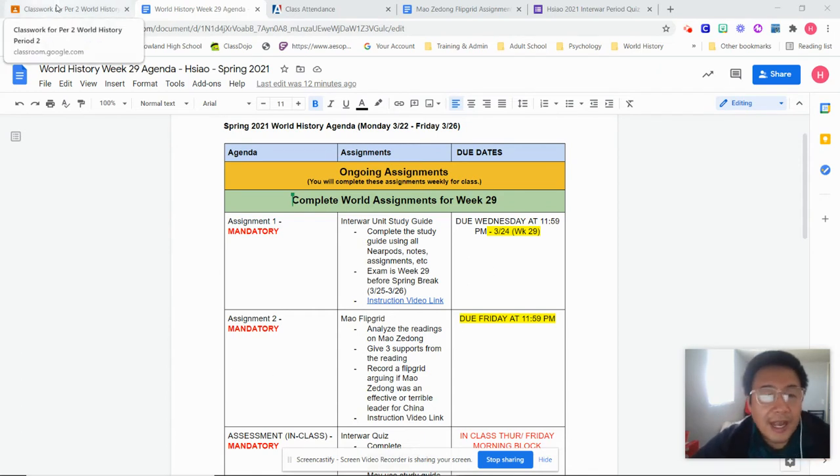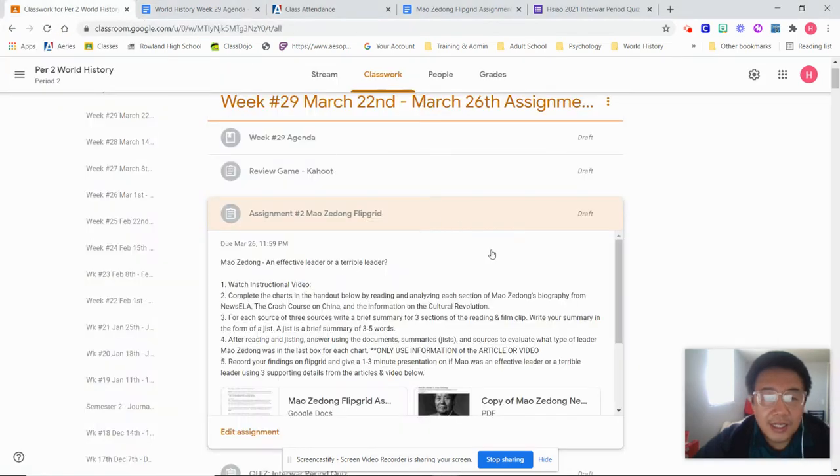So let's take a look at assignment number two here in our scheduled events. This is going to be a little bit of work. There's actually a lot of sources to go through, but you want to do that before you make a video recording of what you think about this leader. Mao Zedong is who we're evaluating, and whether he was an effective leader.